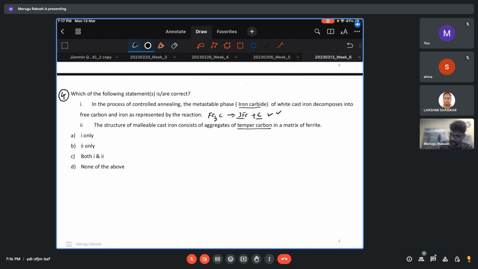So basically, we are taking this white cast iron. We are doing some annealing treatment, and then we are getting this malleable iron, right? In which we are breaking down this hard carbon into graphite. So this also we call temper carbon. Okay, sir, fine.